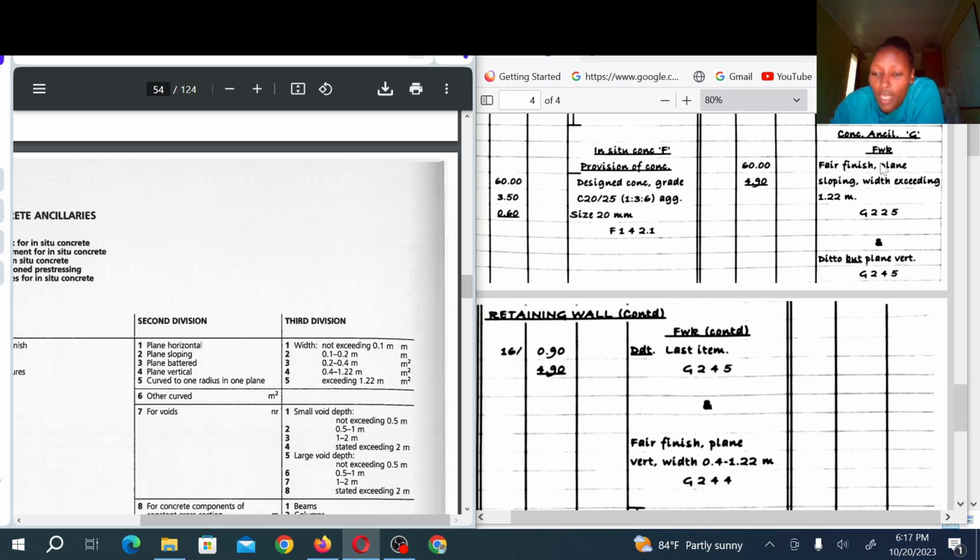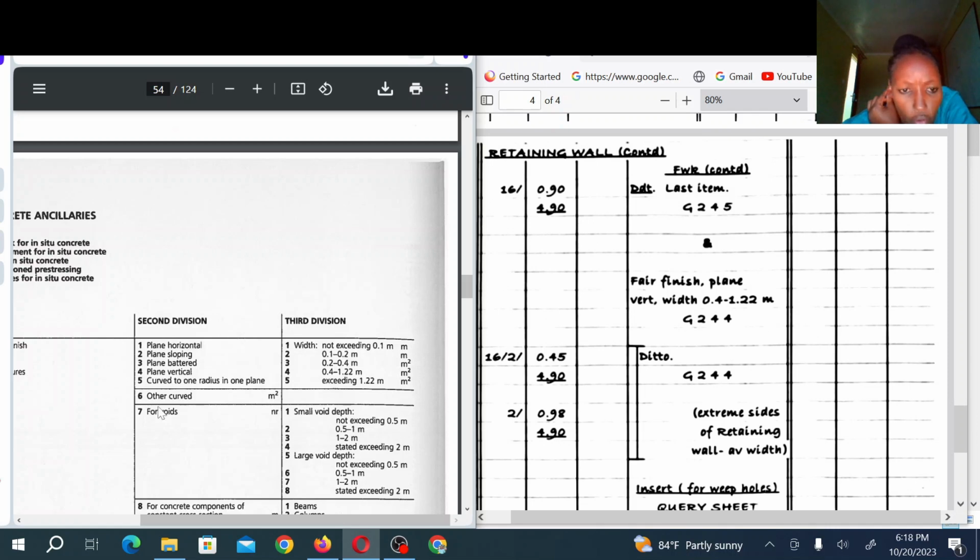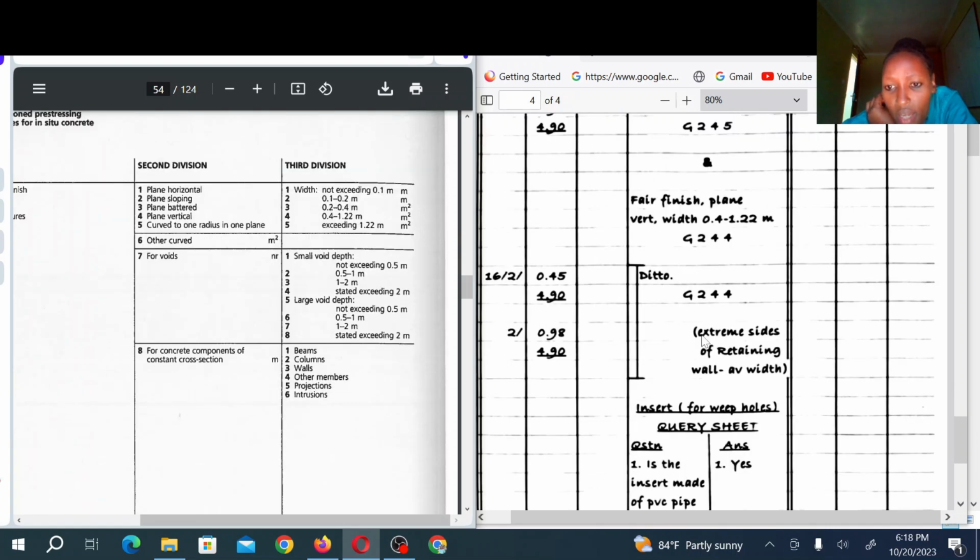You see, we had measured the plain fair finish in the auxiliaries. We had accounted for fair finish to be in the whole wall, the vertical wall behind there. But now we can deduct the part where the piers will appear. So that's why we also deduct the fair finish, the plain vertical, that width of the piers. The width of the piers is 0.45, so it lies within width 0.4 to 1.22 meters. The quotation is G244. Okay, so then we shall conclude.